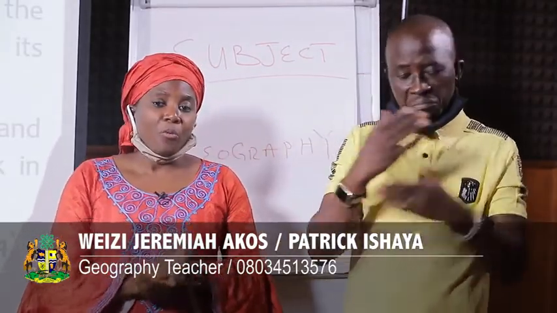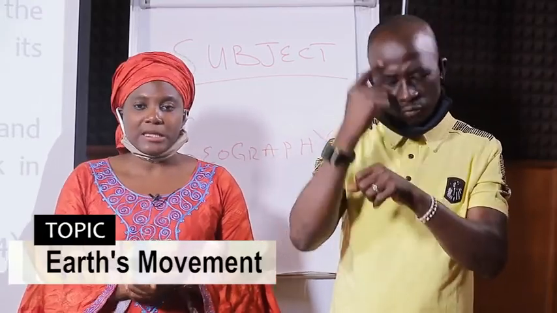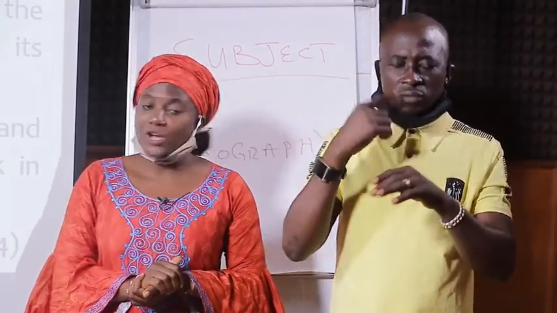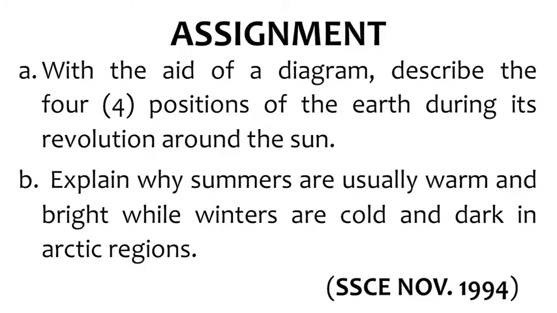However, before we go, I'd like to give you an assignment. I want you to practice and get back to me. This is a question for our assignment. A, with the aid of a diagram, describe the 4 positions of the earth during its revolution around the sun.